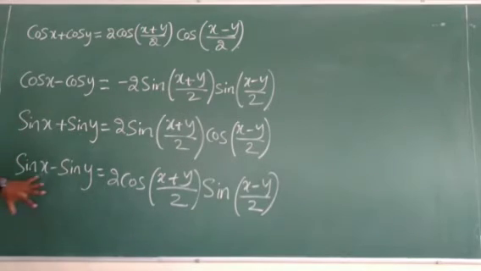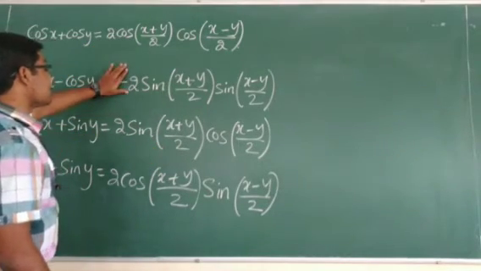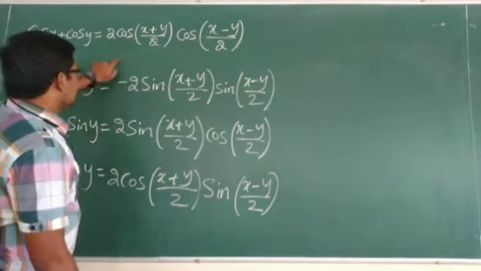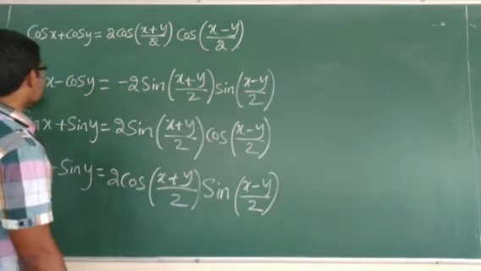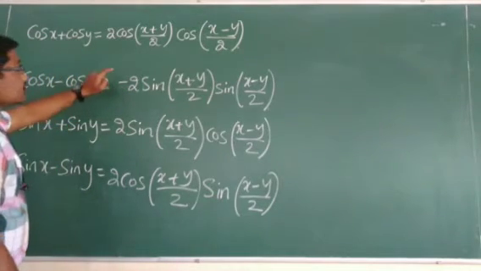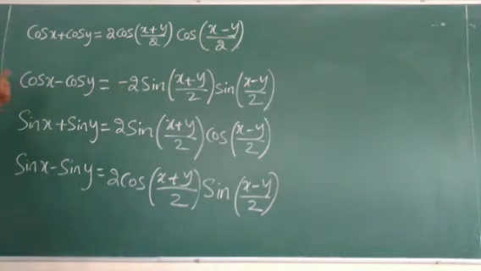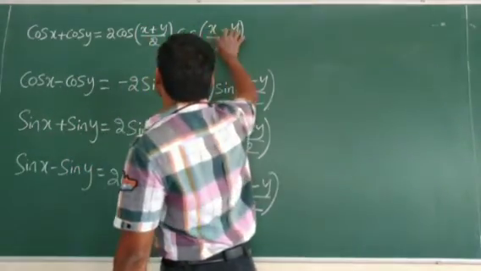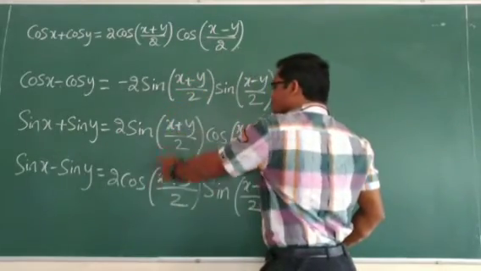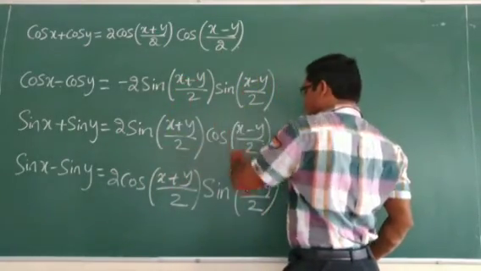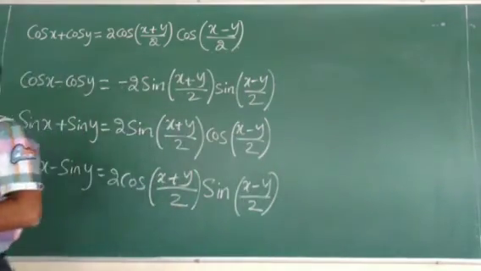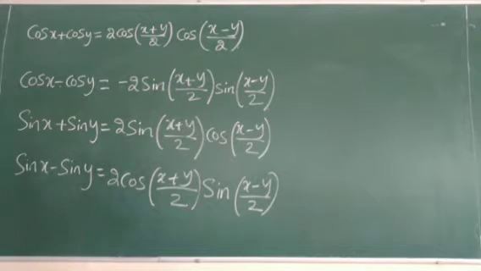As you can see, all these are positive except this. When you have cos minus cos, this part we should be very careful. We should get minus when it is cos x minus cos y. And remaining all the angles you can see x plus y by 2, x minus y by 2 everywhere. So where you should get cos, where you should get sin, that you should be very careful.